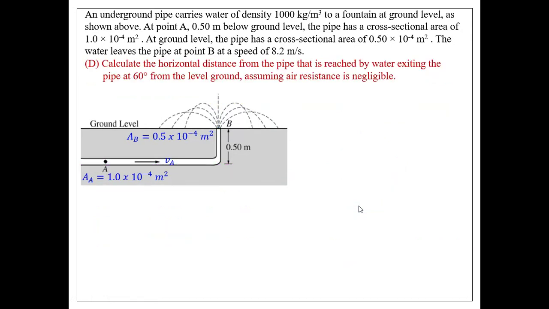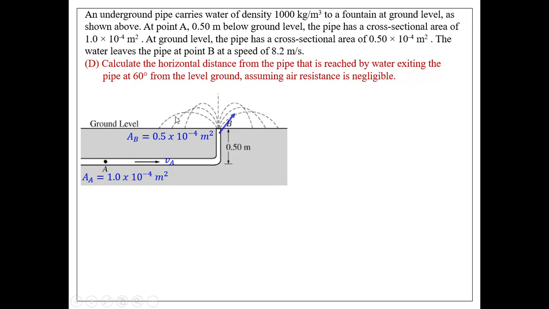All right, let's do part D. For part D, it says calculate the horizontal distance from the pipe that is reached by the water exiting at 60 degrees. So here, as you can see in the diagram, part of the trajectory is straight up. However, some of the water is curving up here at different angles. So it dictates an angle here for us. So it's saying, what if the water exits at 60 degrees?